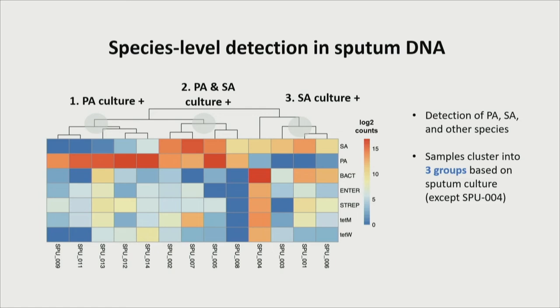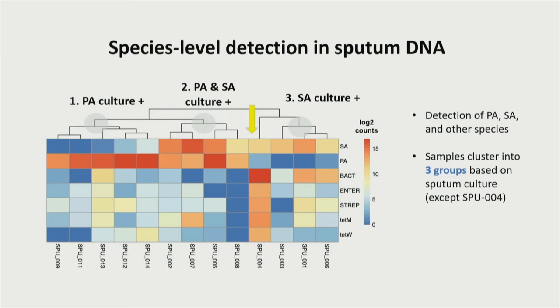These now are patients who had Pseudomonas and staph in their cultures, and if you look at the rows, you have staph read counts and you have Pseudomonas read counts. And then finally, this last group only grew staph in their culture, and you can see that you have staph read counts but no Pseudomonas read counts.